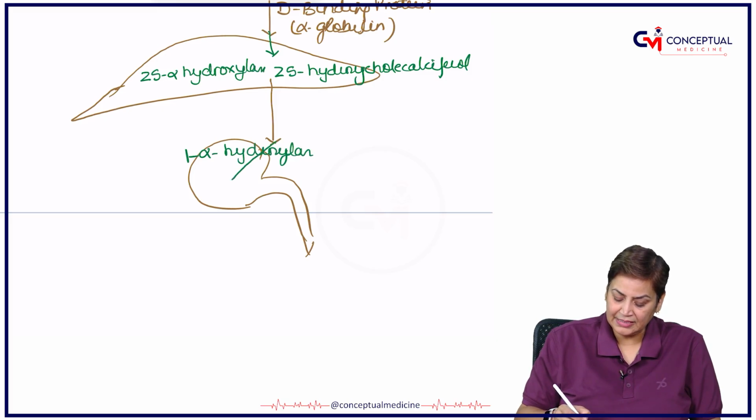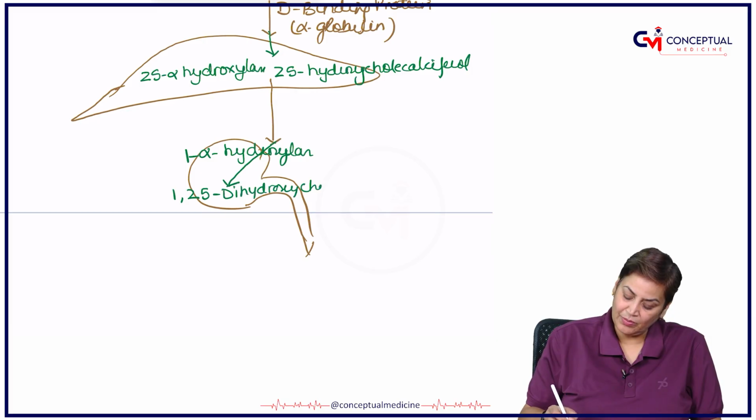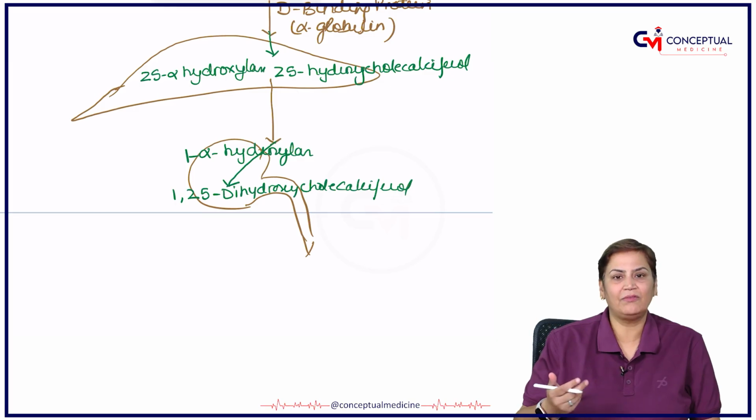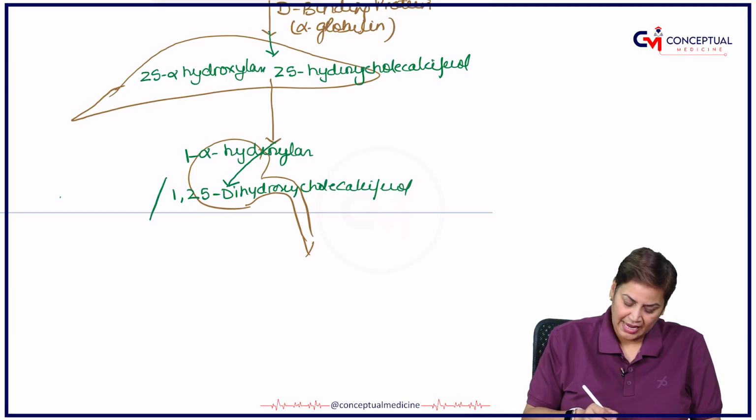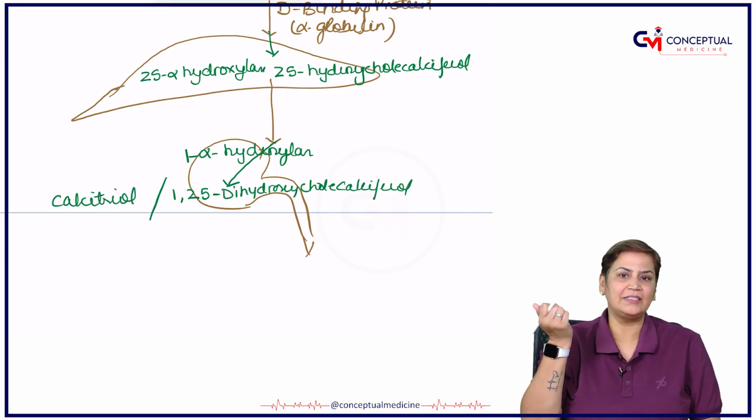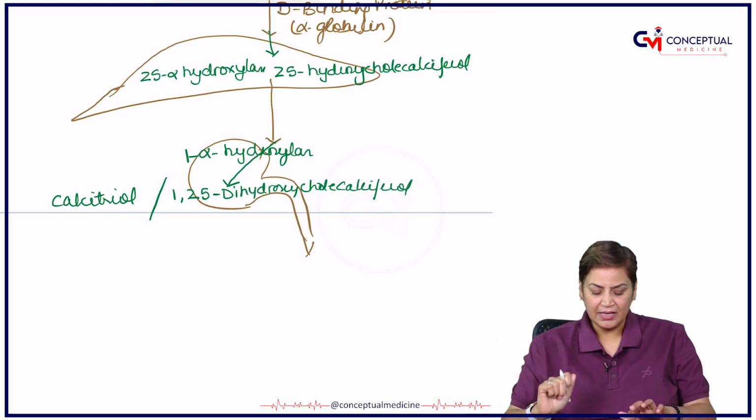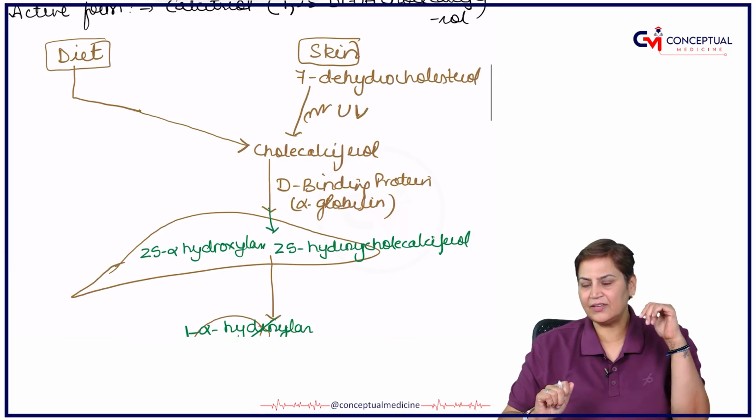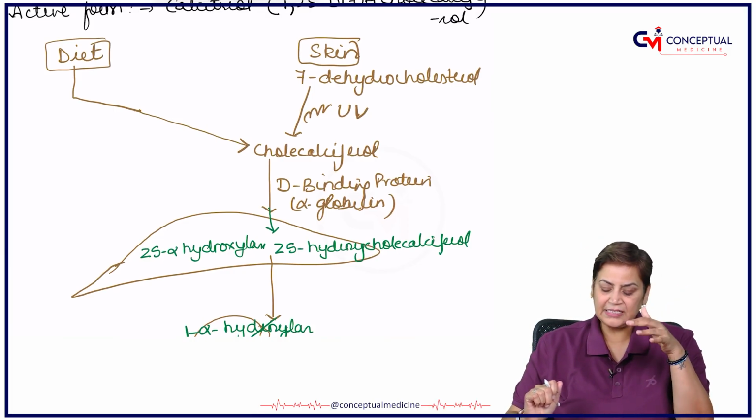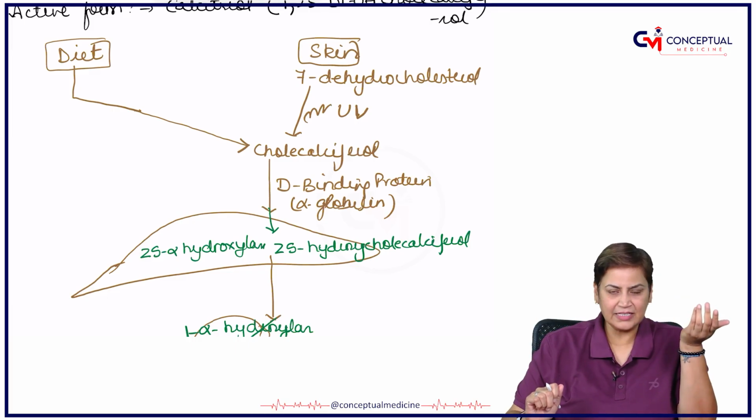So what will happen is, here second hydroxylation will occur and 1,25-dihydroxy cholecalciferol will be produced, which is nothing but vitamin D, or it is also known as calcitriol, because the other name of calcitriol is 1,25-dihydroxy cholecalciferol. So always remember, if we talk about the diet we are getting cholecalciferol, from the skin we are getting cholecalciferol by obviously 7-dehydrocholesterol.